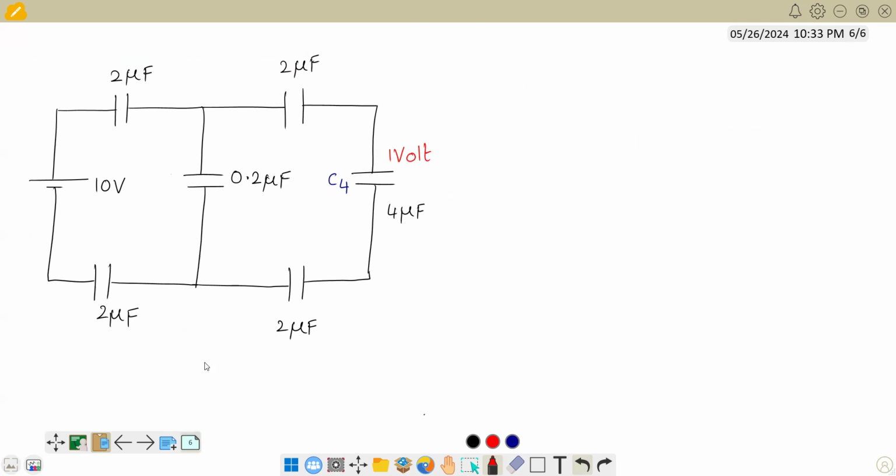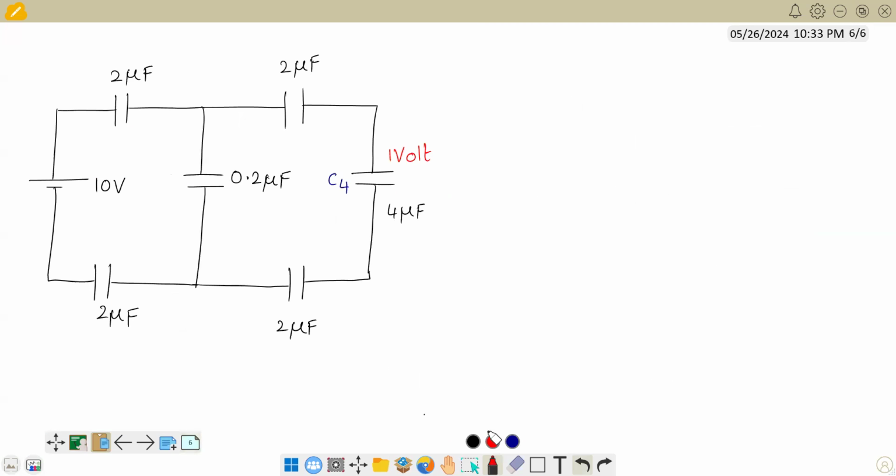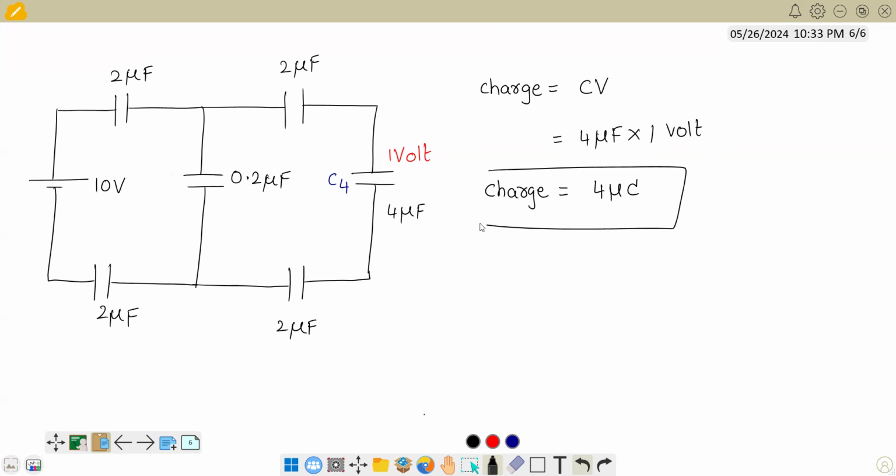Now what's the question first? The question is all about finding the charge in the C4 capacitor. Since we know this is 1 volt, charge equals C into V. So C is 4 microfarad and V is 1 volt. We'll get 4 microcoulomb. So that's the answer for this question. The charge will be 4 microcoulomb.